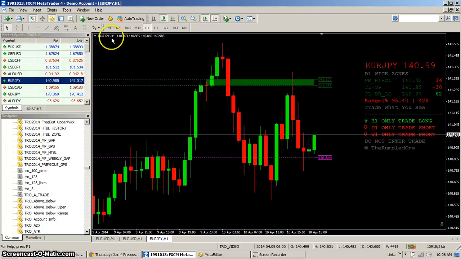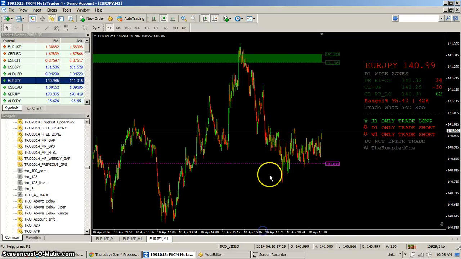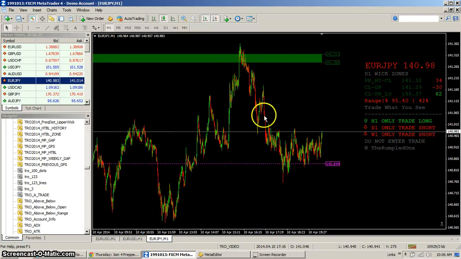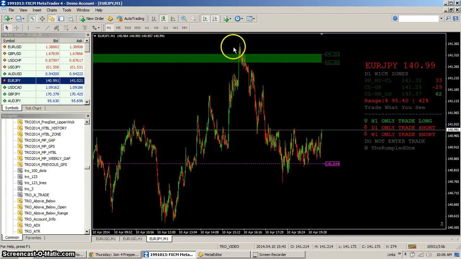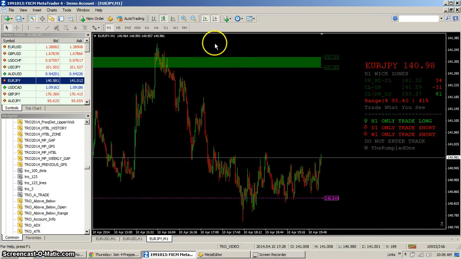Another example, the euro yen. Long here, money to be made. Short here, money to be made. Even here, it would have been a quick in and out, but there's money to be made. Let's take it down to M1 so we can see the price action. And there you have it. There was an opportunity to get in and out of that trade and make money. And that's what we all want to do, right?